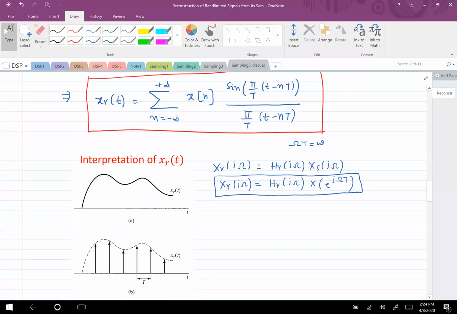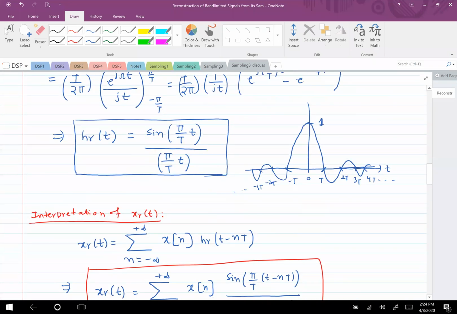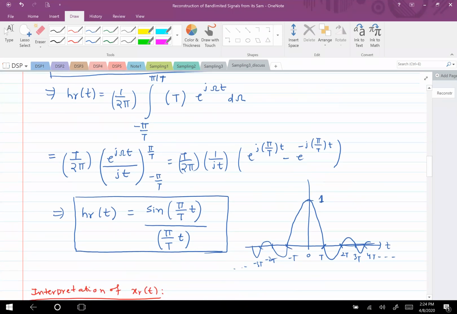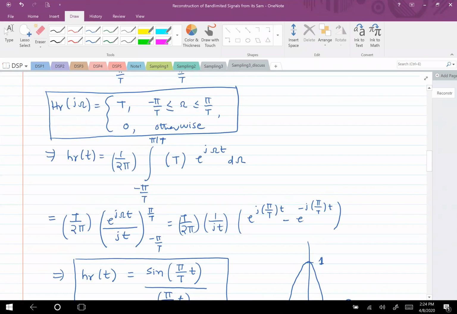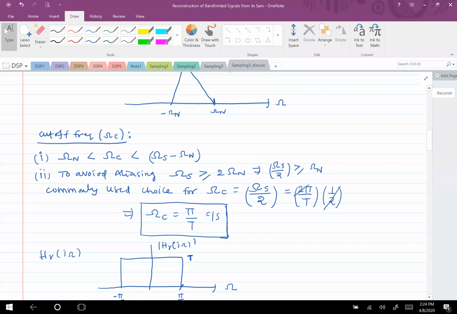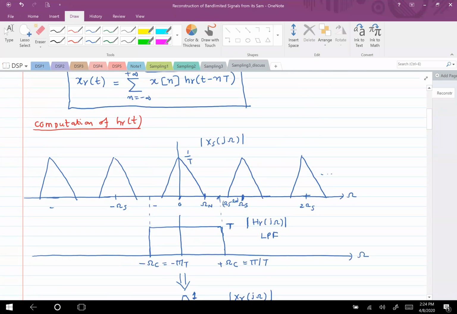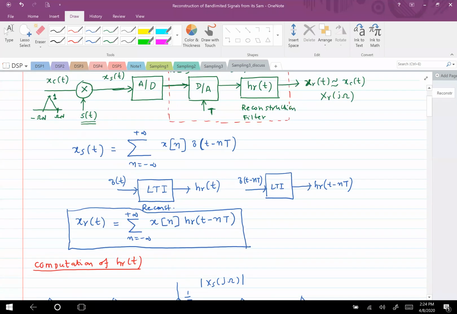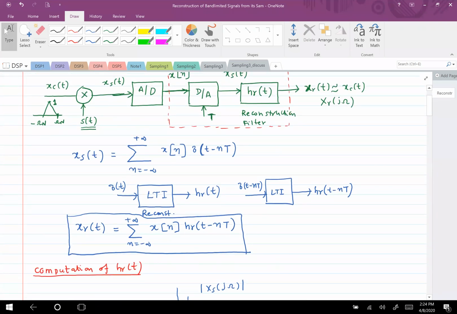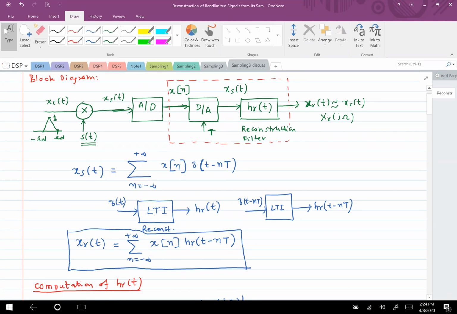Yes, sir. Above, could you go a little to the initial page? Scroll up, sir, a little more. Near delta of n, when you wrote that digital to analog, in the first expression, sir, x_s(t) is equal to summation x[n] delta(t minus nT). Here, what is this delta, sir? Is that discrete impulse or continuous impulse?